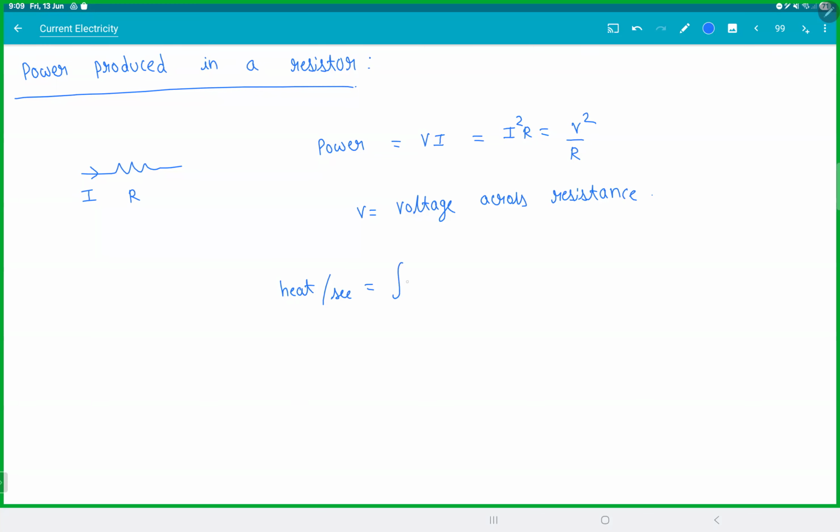So heat per second is given by power into time. This is I square R dt, which can also be written as V square by R dt. You really don't have too many questions on this, but whatever questions you have will be all based on heat and thermodynamics again. We'll see a few of them. That's your straightforward formula.